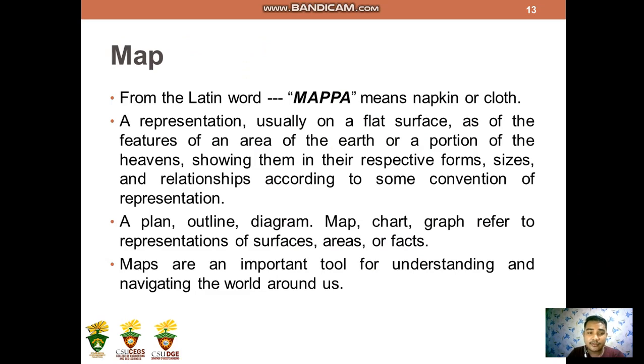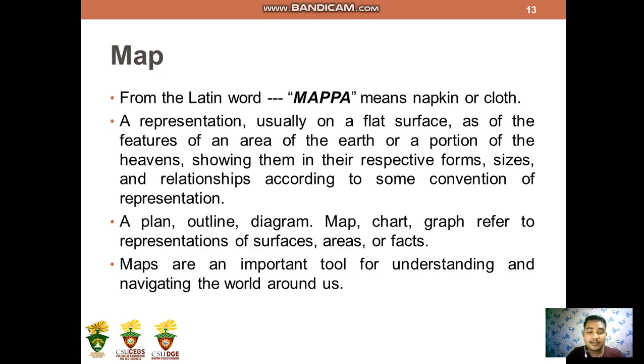To start the discussion about map projection, let us recall what is the meaning of a map. A map is from the Latin word mappa, means napkin or cloth. So a map is a representation usually on a flat surface of the features of an area of the earth or portion of the heavens, showing them in their respective form, sizes, and relationships according to some convention of representation. Another definition is a map is a plan, outline diagram, a chart, graph, that is referred to a representation of surfaces, areas, or facts. So, masabtan naman na siya.